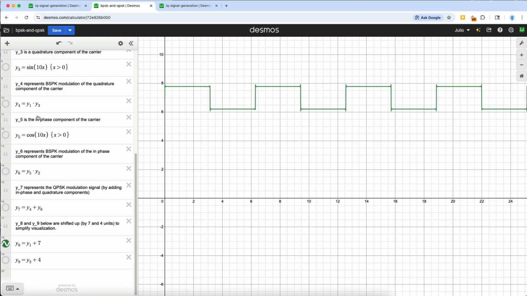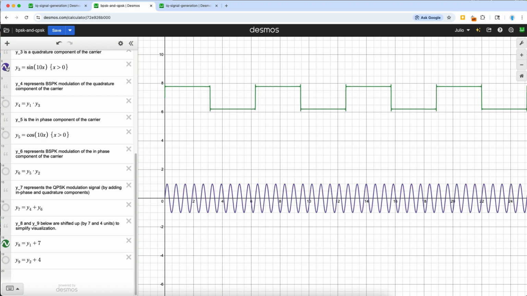Now we need a carrier. Here's our carrier. We're going to first pick our quadrature component of the carrier, which is a sine wave. Our goal is to modify this sine wave using this data. Whenever there's a 1, we're going to send a sine wave, and whenever there's a 0, we're going to send the opposite phase. Let's see what that looks like. I'm going to show you here in orange the BPSK modulation of our carrier.